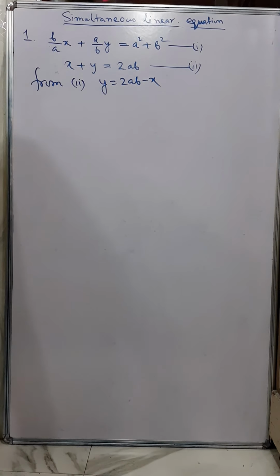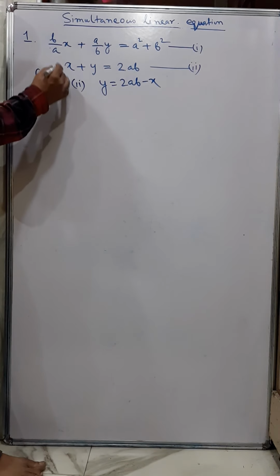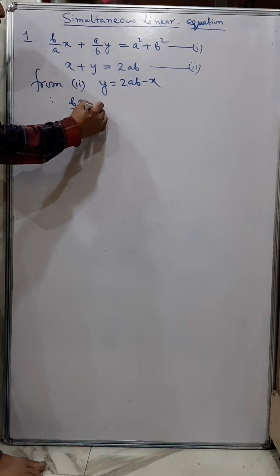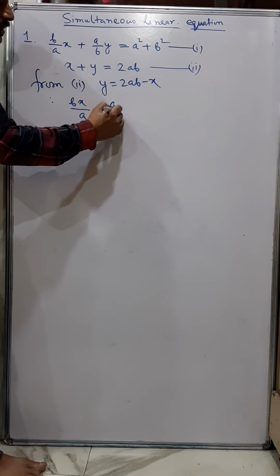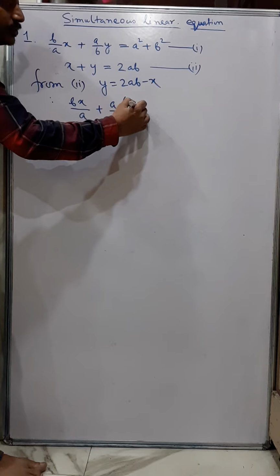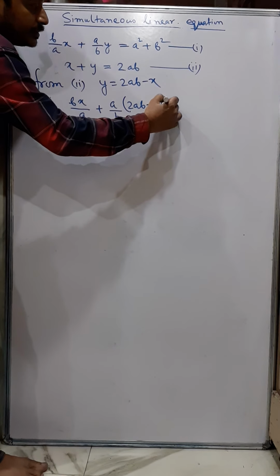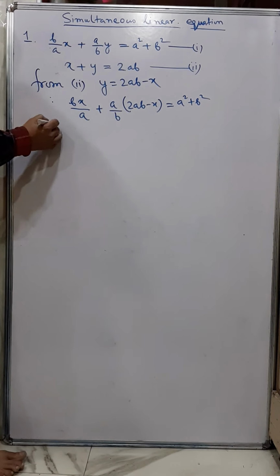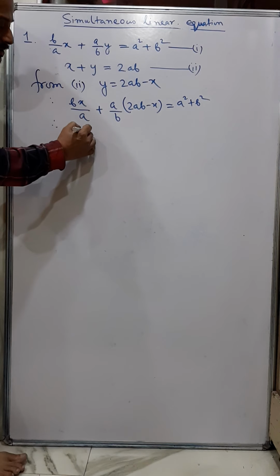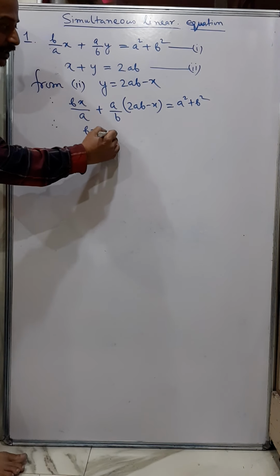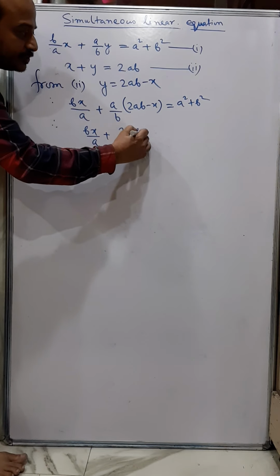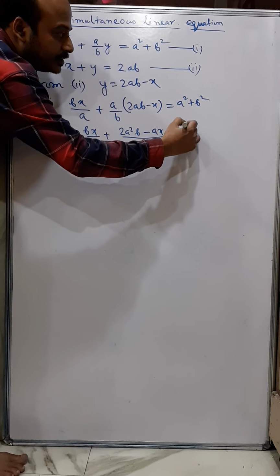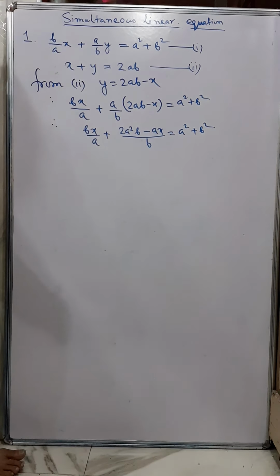2ab minus x. Now putting these values in equation 1, the first equation is bx by a plus ay by b. In place of y we will put 2ab minus x, is equal to a square plus b square. Now we'll simplify this. Bx by a, now this becomes 2a square b minus ax by b is equal to a square plus b square.